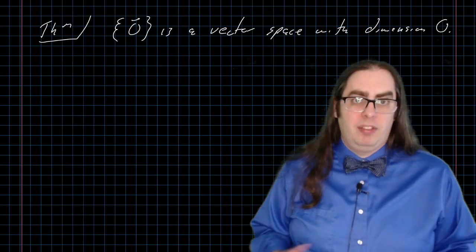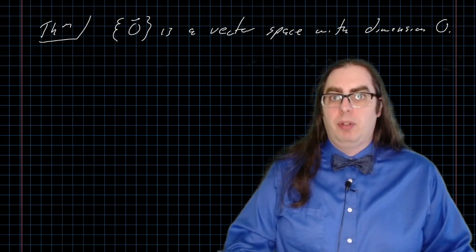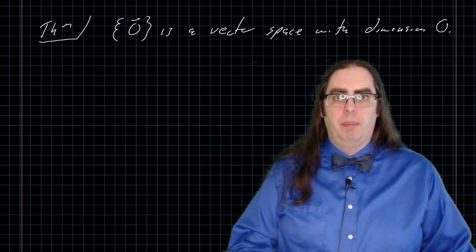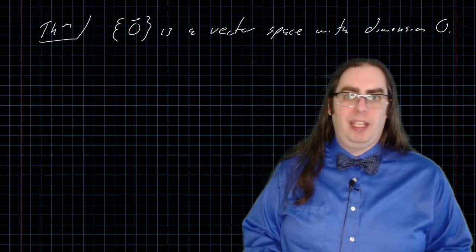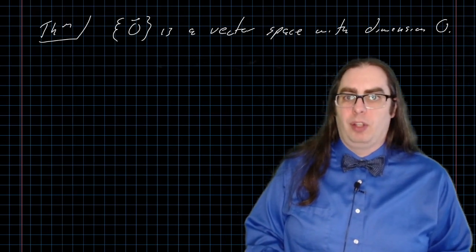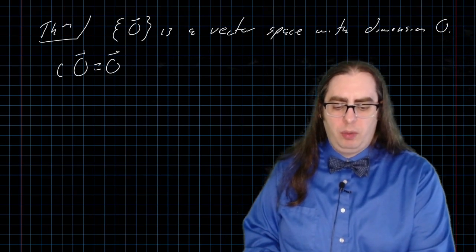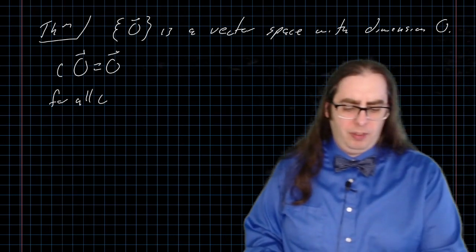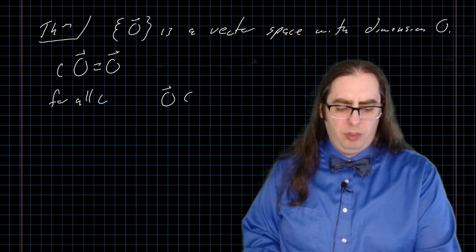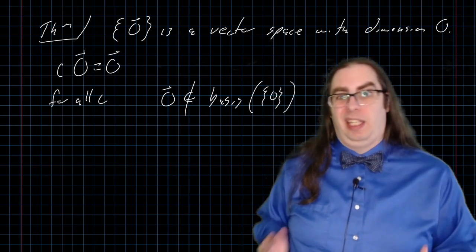All right. It makes sense, I hope, right? The span of the zero vector is the zero vector, but the definition of linearly independent is if you take a linear combination, the only way to get the zero vector out is for the constant to be 0. But c times 0 is equal to 0 for all c, which means that 0 is not an element of the basis for the zero vector because it's not linearly independent.